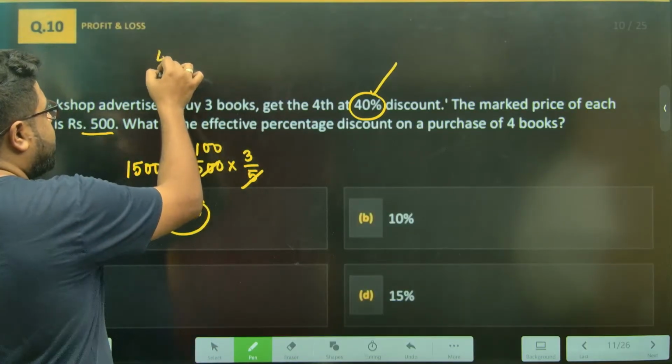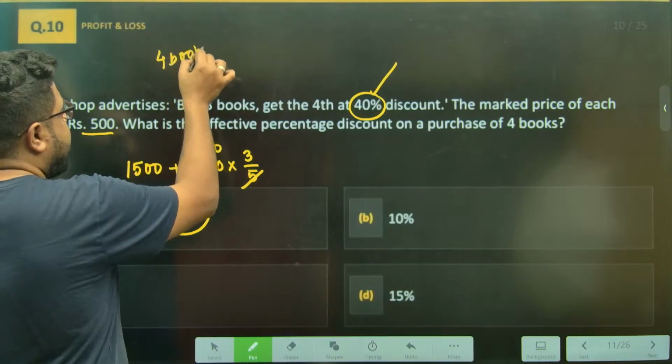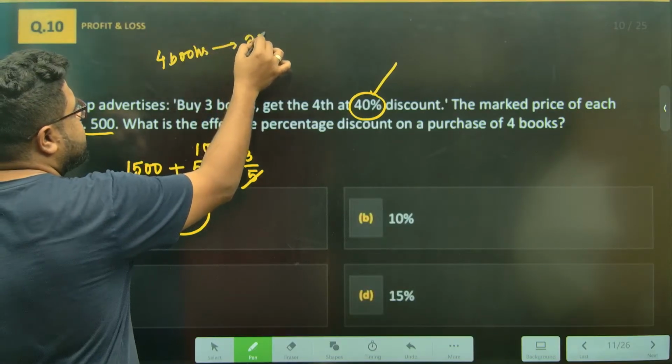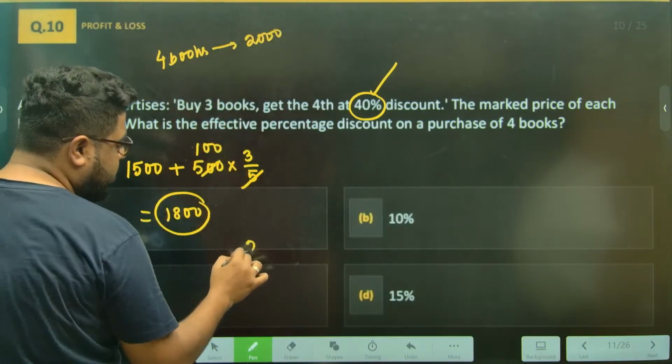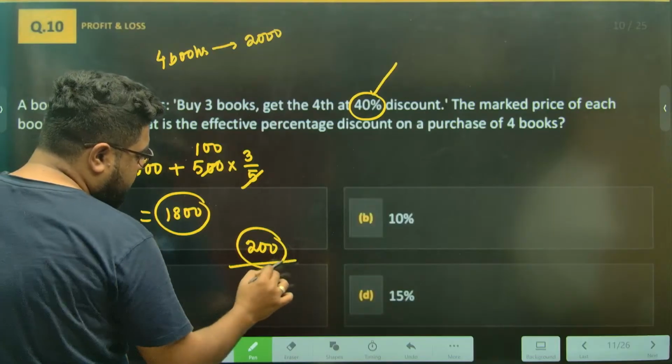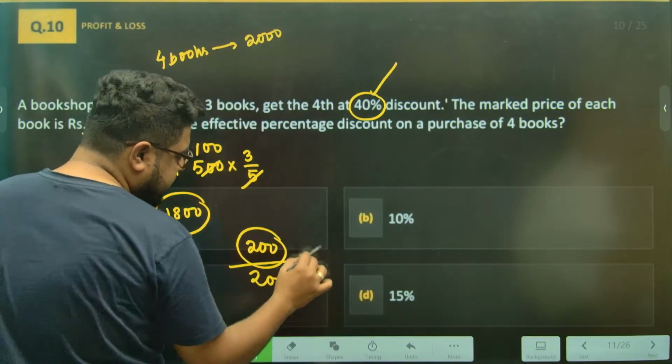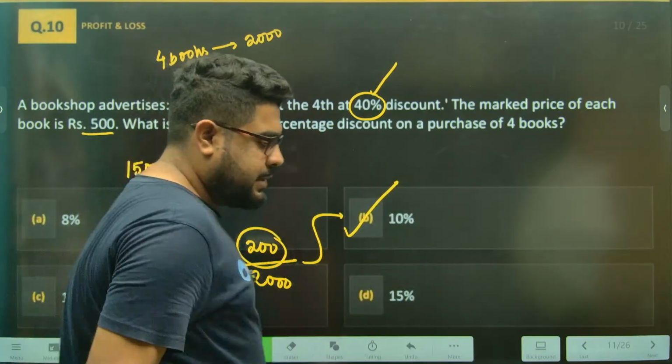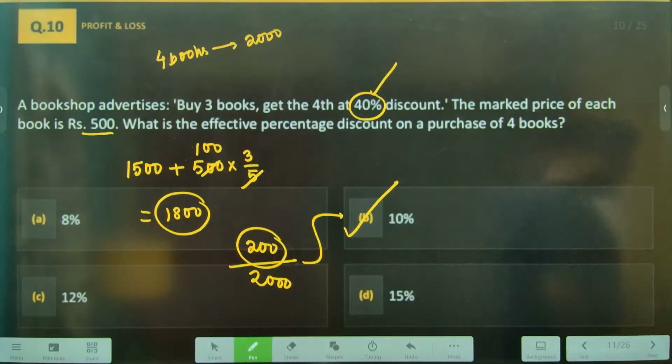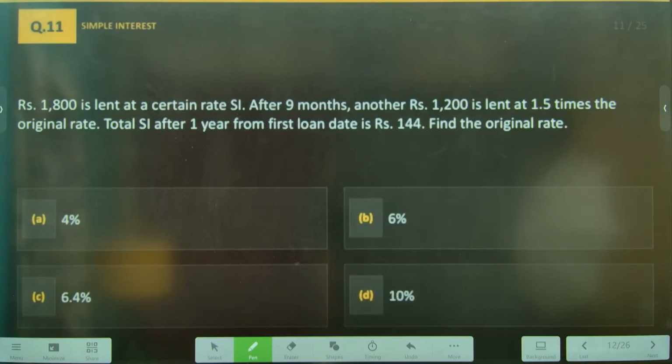So total 4 books, MP will be 500 into 4, 2000 rupees. Meaning I'm getting a 200 rupees discount out of 2000 rupees, which is nothing but option number B, 10%, sir. Simple question. Next one, sir.